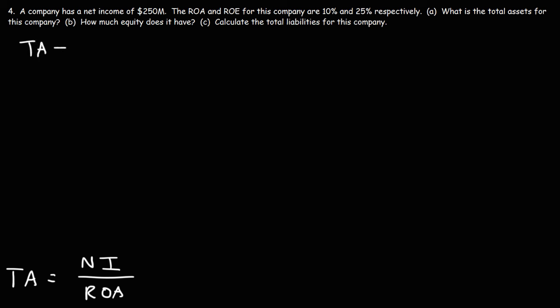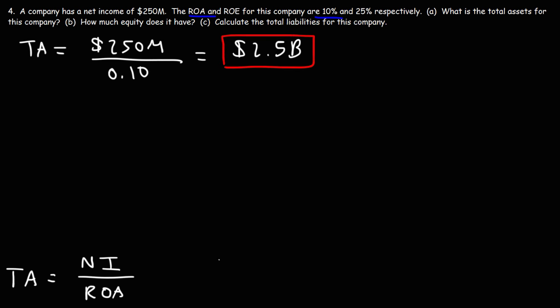So for part A, we have a net income of 250 million and the return on assets is 10%. So we need to take 10% divided by 100. So that's going to be 0.10 as a decimal. 250 million divided by 0.10 is 2,500 million, which is 2.5 billion. Keep in mind, 1 billion is 1,000 times a million.